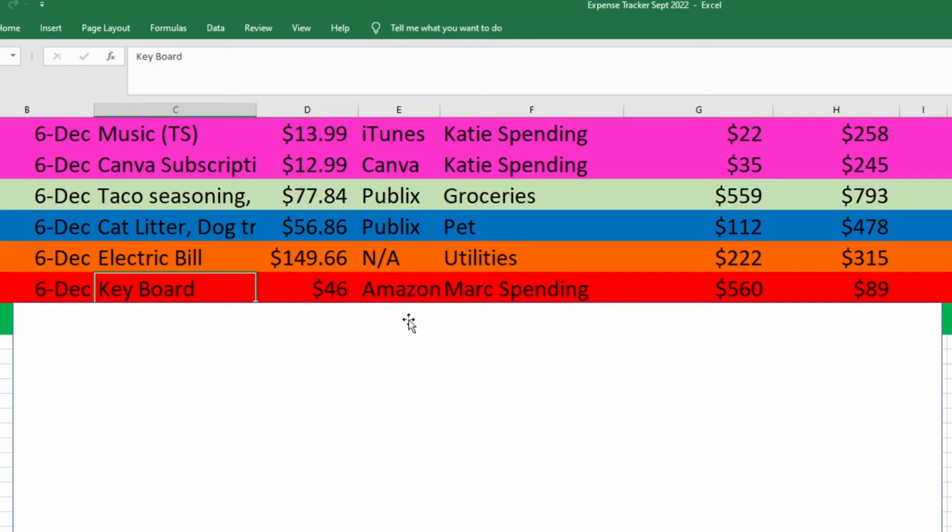On the theme of Mark building his computer, he also bought a new keyboard. So that was $46. That came out of his spending, and he has spent a total of $560 so far this month and he has $89 left.